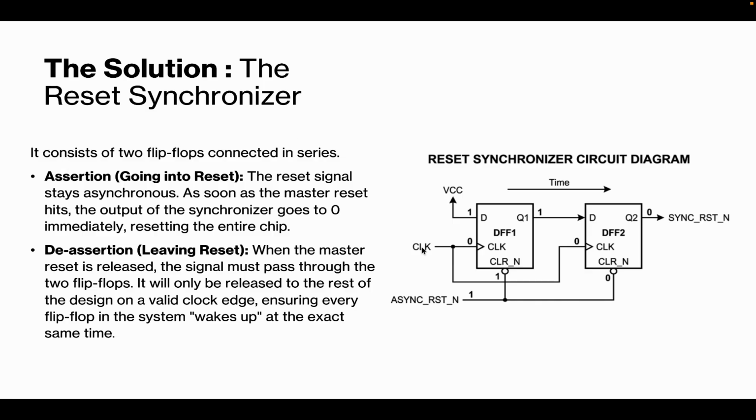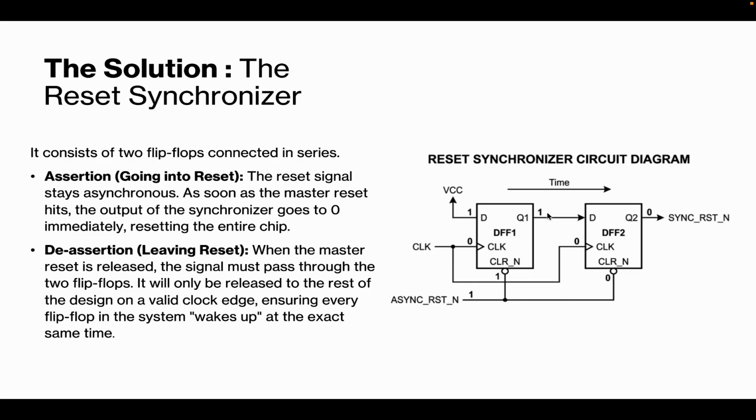It consists of two flip-flops connected in series. By seeing this, can you remember something from our previous video? At the end, we discussed the master-slave flip-flop. Here it is the very same thing, but the only change is that we have to give an inverted input to the slave flip-flop. Here we are giving the same clock. Let us see how it works. Assertion is going into the reset phase, which means reset is 1. The reset signal stays asynchronous. As soon as the master reset hits, the output of the synchronizer goes to 0 immediately, resetting the entire chip.